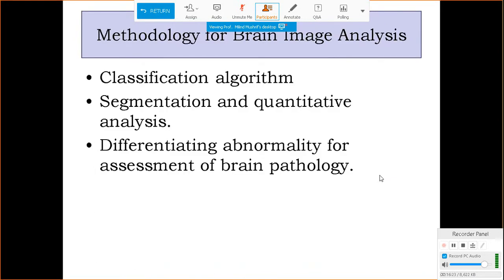Now in today's talk, we'll basically focus on the classification of MRI images as normal and abnormal images. Then we'll mainly discuss various segmentation methods and the quantitative analysis of the experimental results that we obtain. So basically we'll focus on these two techniques.